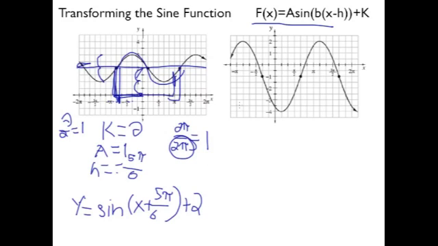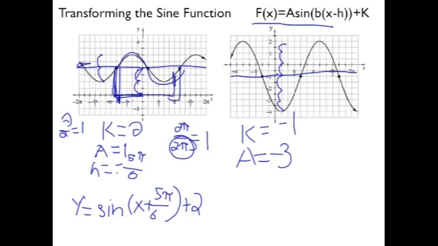Now let's look at this one. The baseline here, this time, it's moved down 1, so that we know that the k equals negative 1. Now let's look at the amplitude. So 1, 2, 3, 4, 5, 6. 6 divided by 2, 3. So yeah, amplitude equals negative 3.